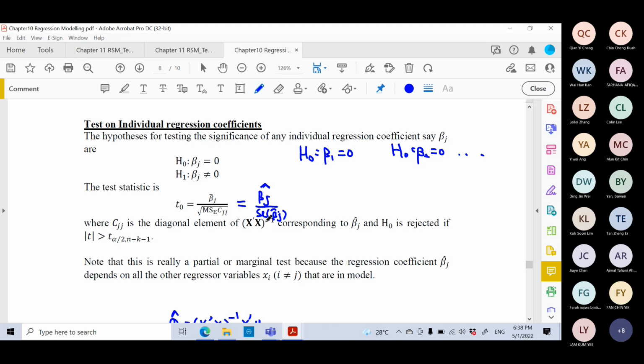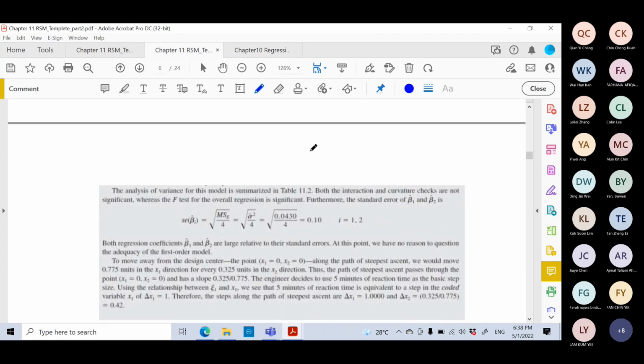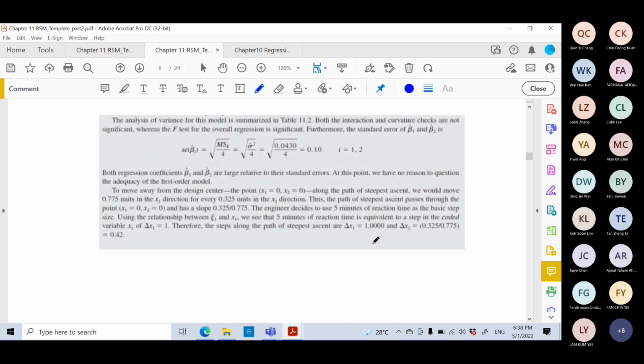This is why we need the standard error: we want to test whether they are significant or not. If you want to know whether beta 1 and beta 2 are significant, then we calculate the standard error. From the standard error, we can test the hypothesis for beta 1 and beta 2, whether they are necessary in the model or not. So just now you obtained the beta 1 hat.